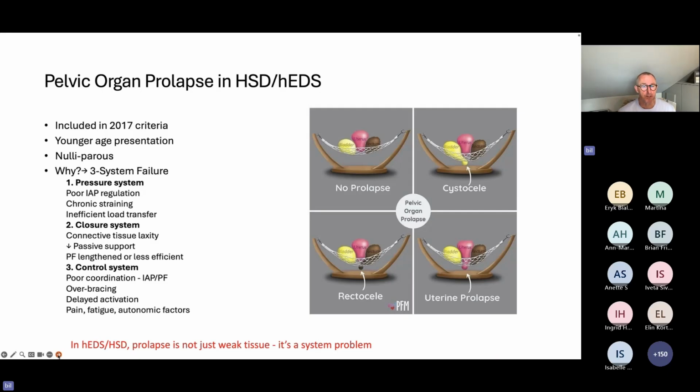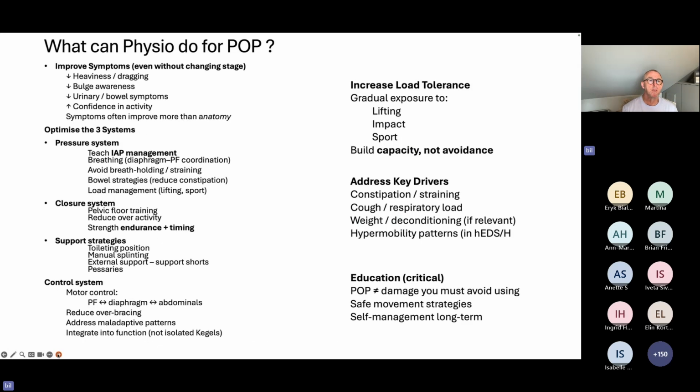And then the control system, the same thing that we had before, where they get poor coordination between intra-abdominal pressure and pelvic floor, over-bracing, delayed activation, and then pain and fatigue and autonomic factors. So again, maybe a little bit more than in normal patients. And prolapse is not just weak tissue, it's a system-wide problem.